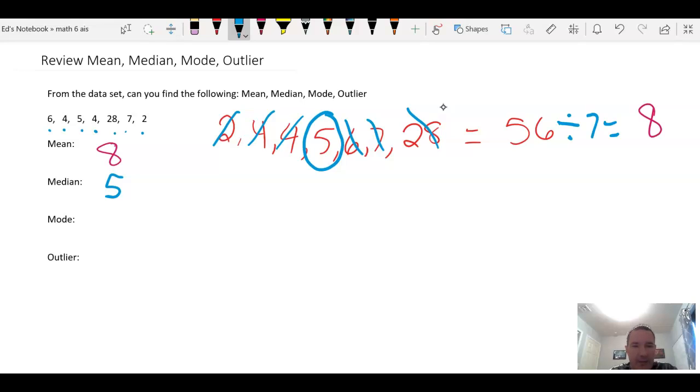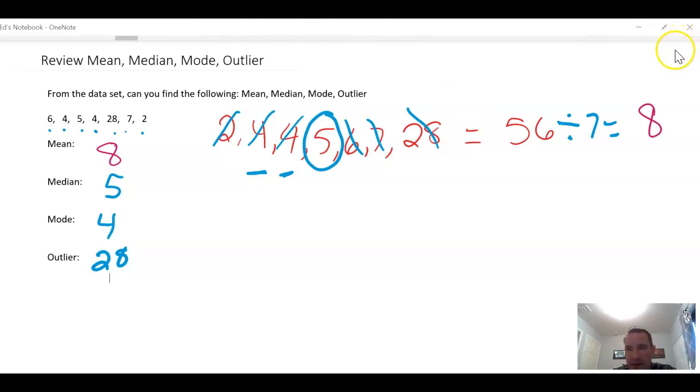And now, find the mode. Well, again, since I put them in order, I can see here that there are two 4s, and all the other numbers have only 1, so the mode is 4. And now, is there a number that is far from all the others? In this case, we have 2, 4, 4, 5, 6, 7, which are all fairly small, and then we have 28, and 28 is far from the others, so my outlier is 28.